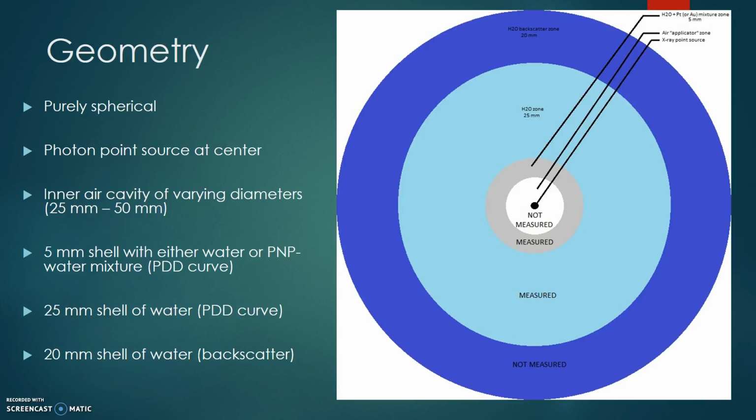The inner surface of the zone was considered at depth 0, or the starting point of the measurements. Surrounding that shell was a 25 mm thick shell containing only water. An additional 20 mm thick shell containing only water was placed on the outside for backscatter.